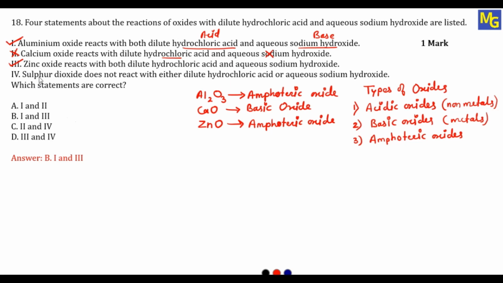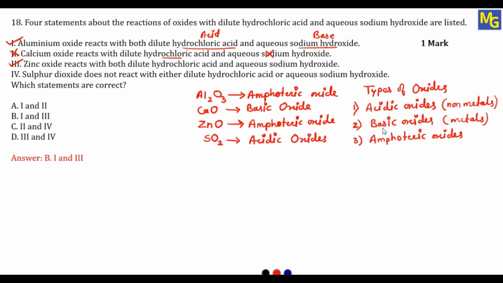If you see statement 4, sulfur dioxide, di means 2. They are saying sulfur dioxide will not react with either acid or base. But in sulfur dioxide, sulfur is a non-metal, and a non-metal will give an acidic oxide. So here I'll write SO2 is an acidic oxide. I hope you are understanding. To know all these, you should know the basics first.